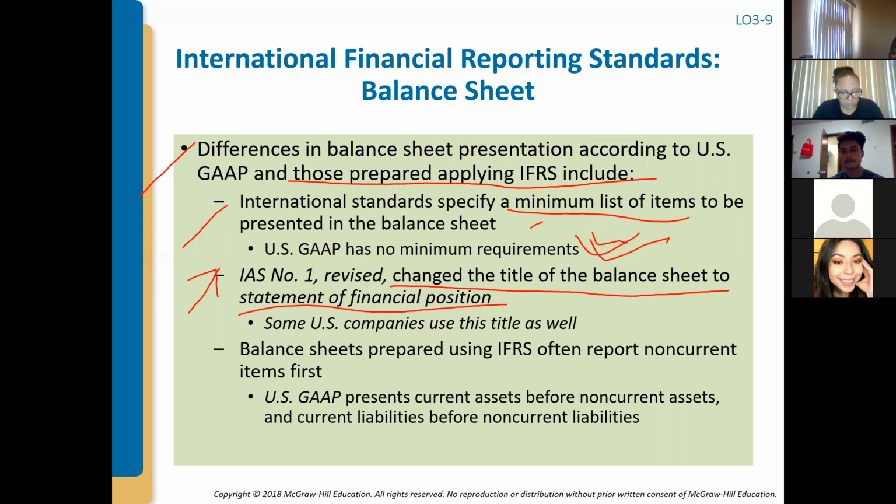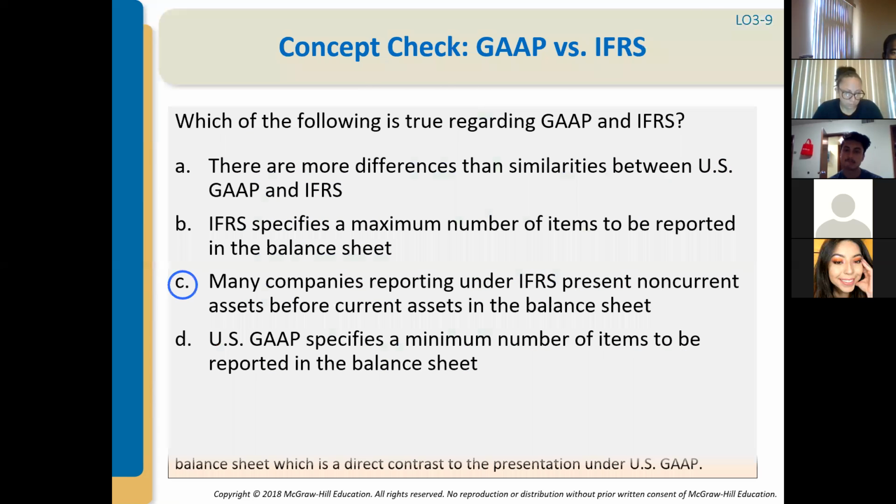So we no longer write the title balance sheet, but some US companies use this title as well, meaning Statement of Financial Position. And balance sheets prepared using the IFRS, meaning International Financial Reporting Standards, often report non-current items first. Okay, non-current items. So US GAAP presents current assets before the non-current assets. So these are the differences between these two.